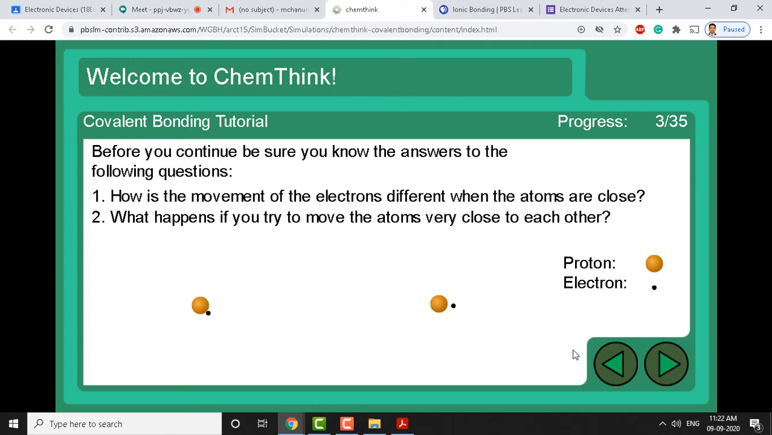Sir, is it happening because of electron pair repulsion, sir? Electron repulsion between electron and electron.